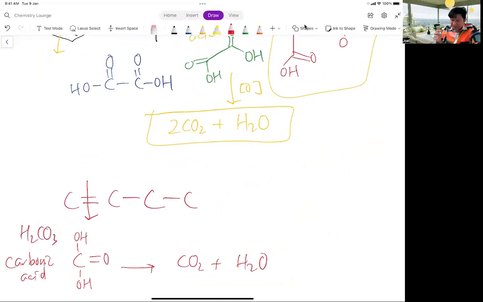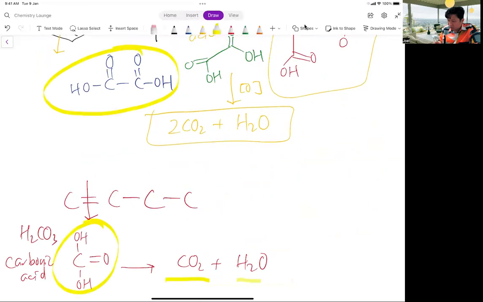H2CO3. So you must be very clear. This and this will not exist. It will continue to be CO2 of the cells. Understand? Okay, so please take note of that.